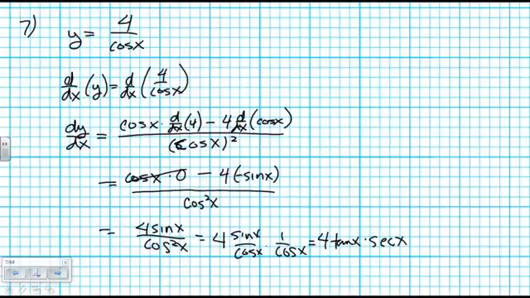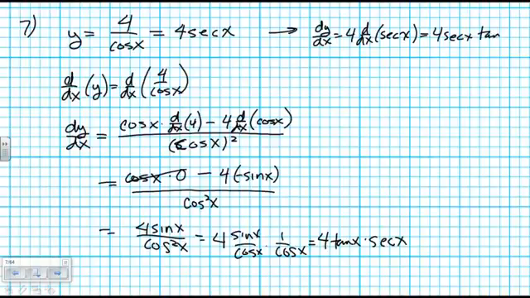Now, what's not surprising there is that that comes out, considering the fact that this problem could have been rewritten as 4 times secant x. And in an alternate version of this, we've got a constant multiplier times the derivative of secant x, and that of course is 4 secant tangent, the same answer that we got going the long way.